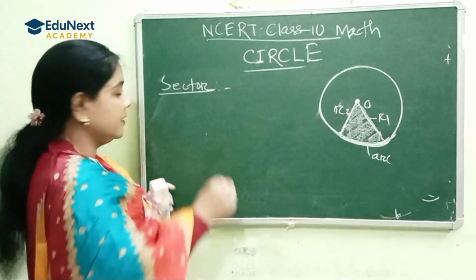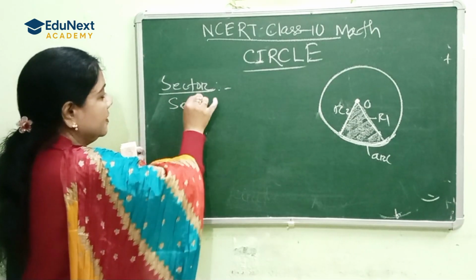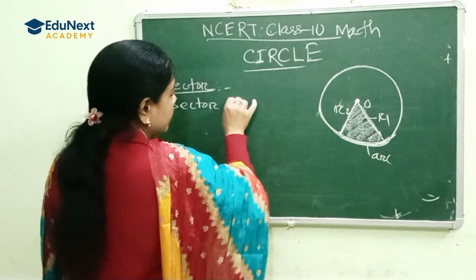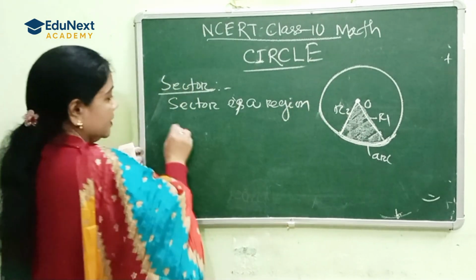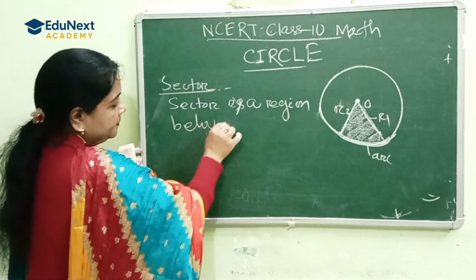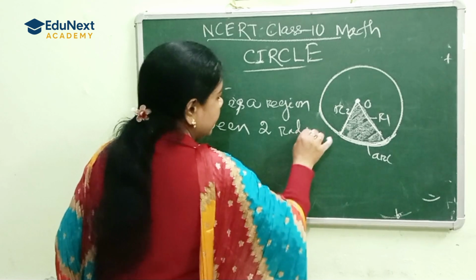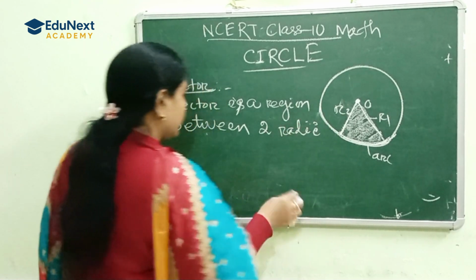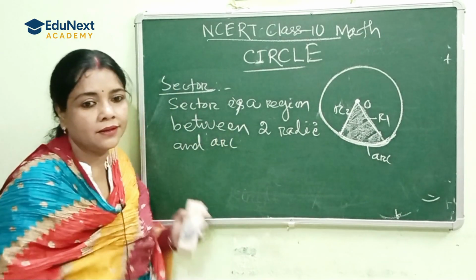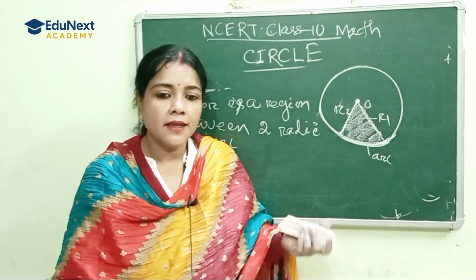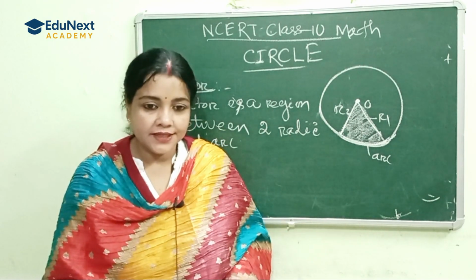Now sector is a region between two radii, or radius, and arc. Okay. Now let us discuss another important part of the circle, that is segment.